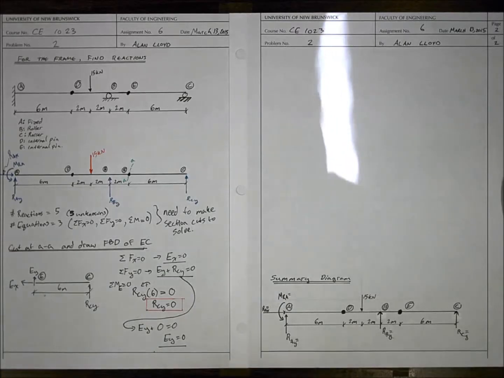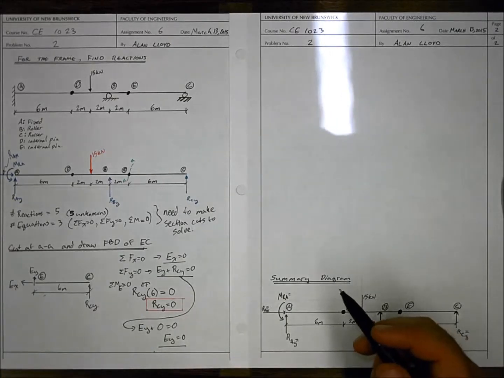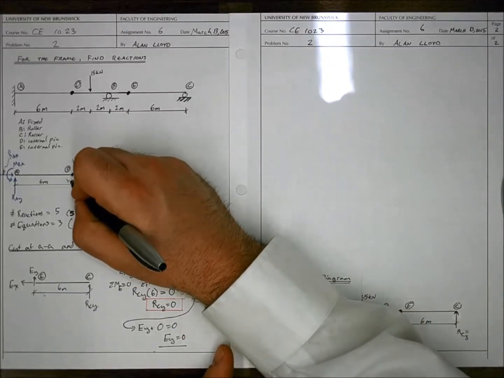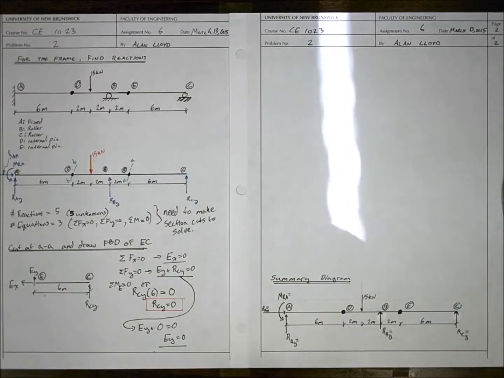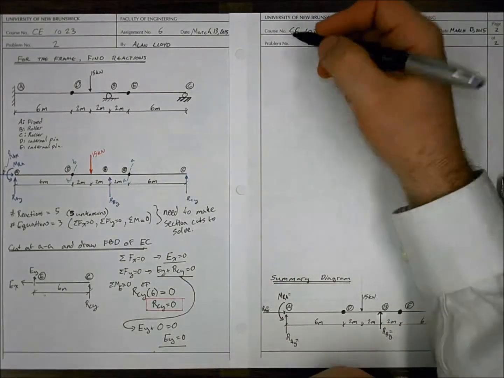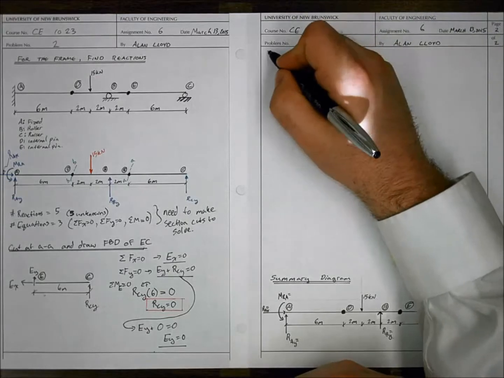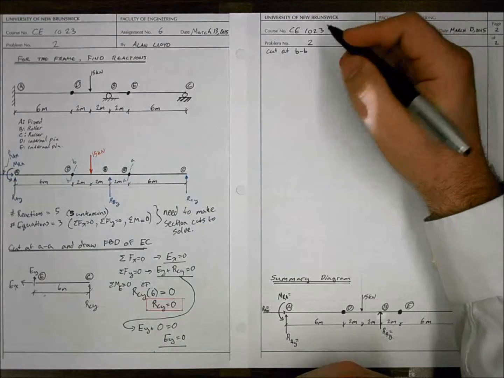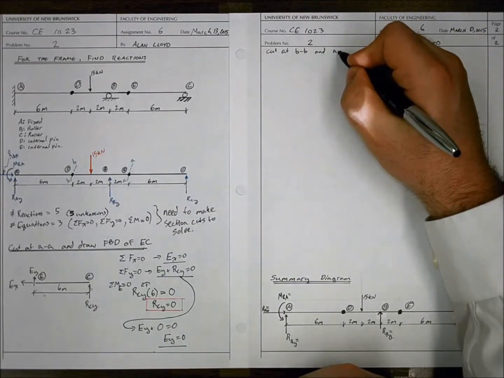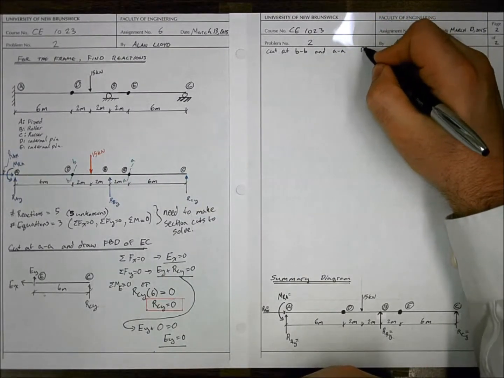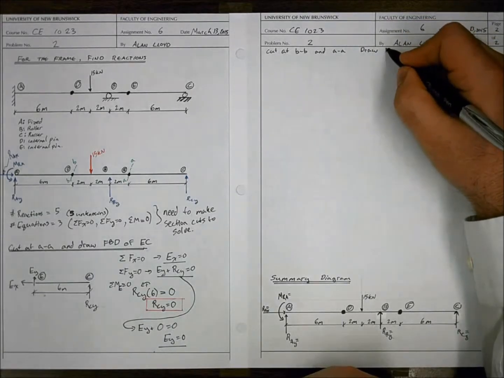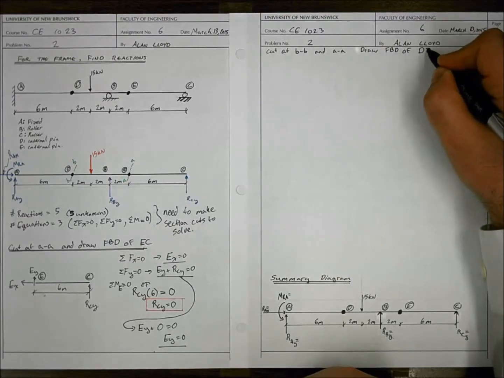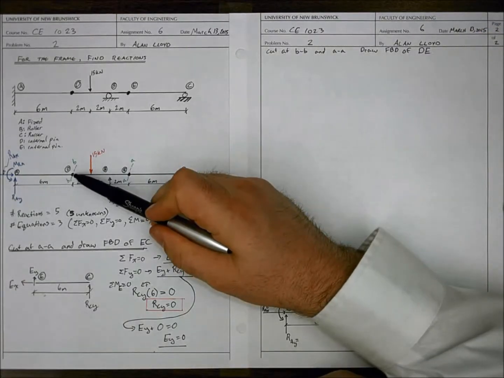Now we can apply those forces, the 0 forces still, to another section. So let's introduce another cut here, and we'll call this one cut BB. And we will now cut at BB and AA and draw the free body diagram of member DE. So we'll draw the diagram between this pin and this pin.